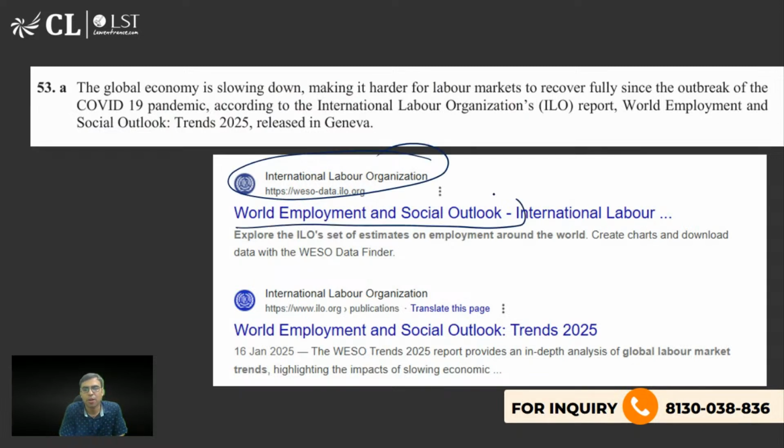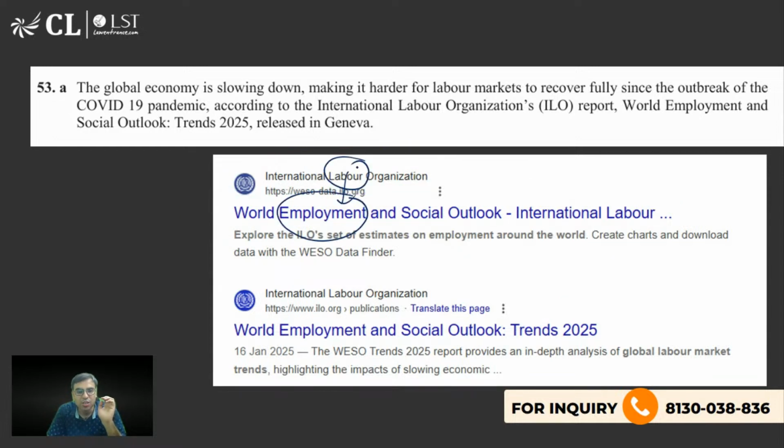ILO की रिपोर्ट आती है वर्ल्ड एम्प्लॉयमेंट एंड सोशल आउटलुक रिपोर्ट. ठीक है, कैसे याद रखना है? लेबर मतलब एंड एम्प्लॉयमेंट. ठीक है, so इस तरह से मैच कराना. जस्ट रिमेंबर इट कि ILO एंड लेबर्स एंड ऑल.